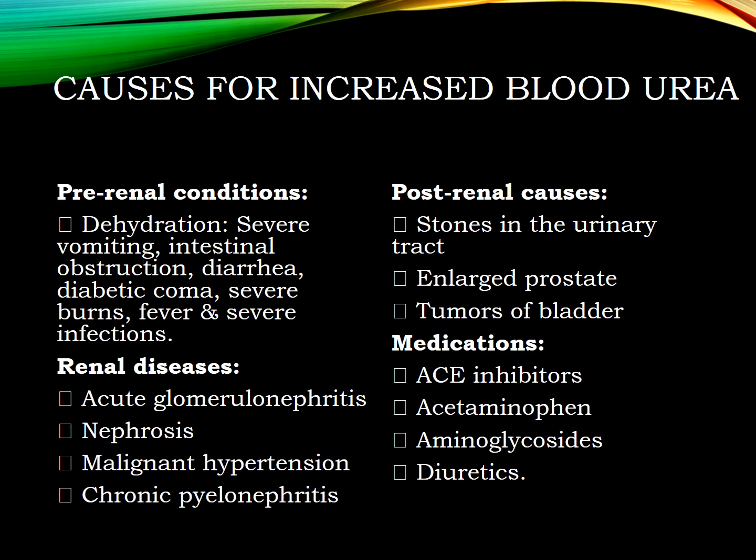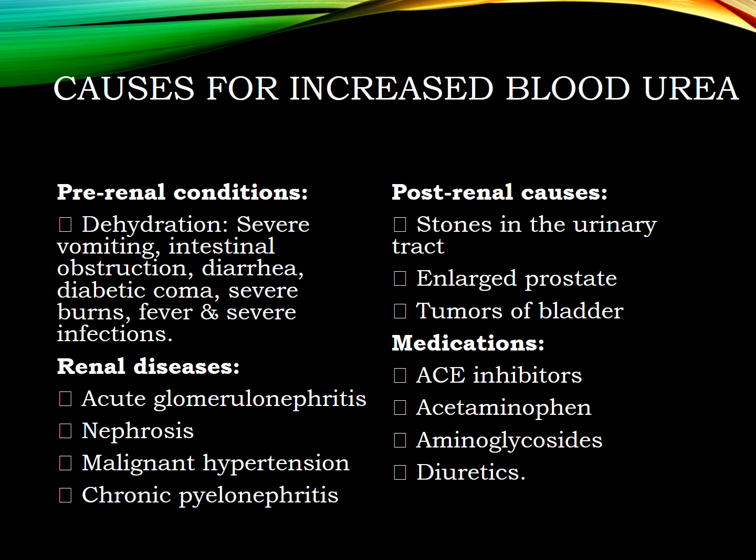There are mainly 4 reasons which lead to increased blood urea, that is pre-renal conditions, renal disease, post-renal causes, and medications. In pre-renal conditions, one example is dehydration. Dehydration may be due to severe vomiting, intestinal obstruction, diarrhea, diabetic coma, severe burns, fever, and severe infections. These all lead to dehydration, and the dehydration will cause an increased blood urea amount.